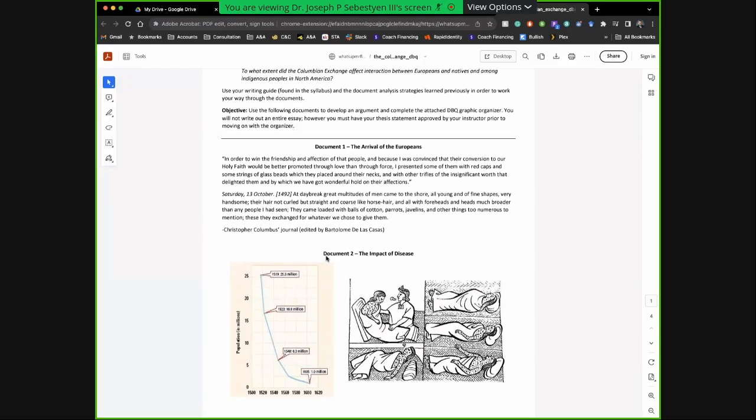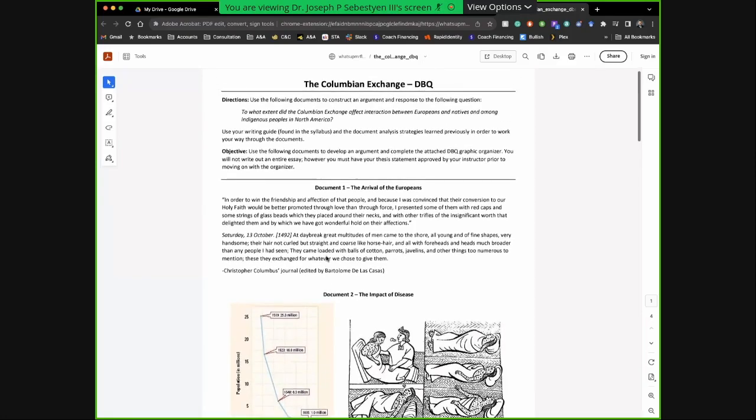So the arrival of Europeans, what is this talking about? What are they trying to do? What is Columbus trying to do here? Win over their affection with material. Good.